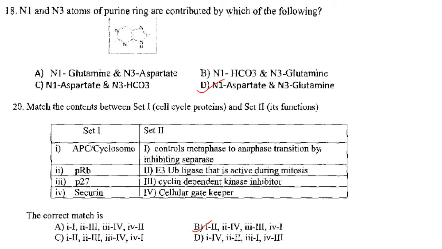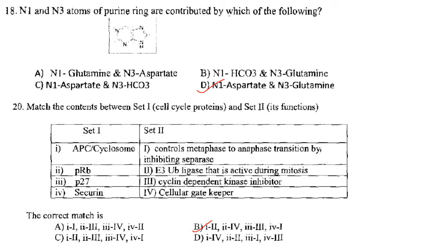Then next one. N1 and N3 atoms of purine ring are contributed by which of the following? So it is by N1 aspartate and N3 glutamine. Answer is option D. Then next you have match the following.